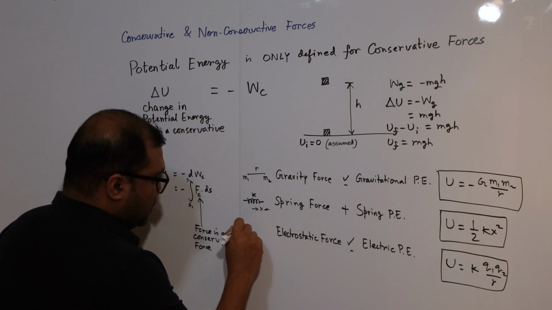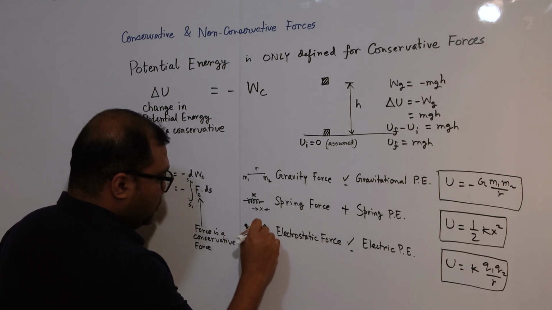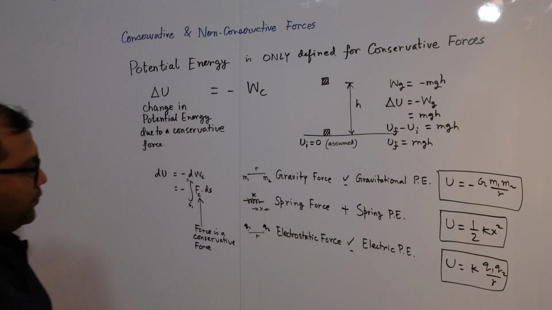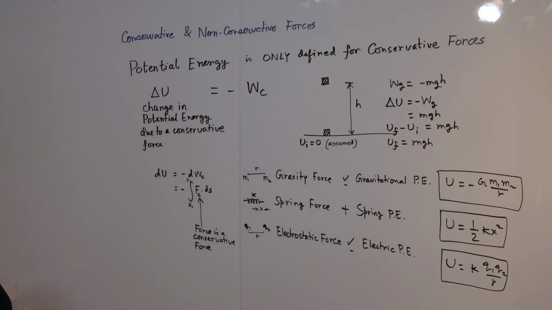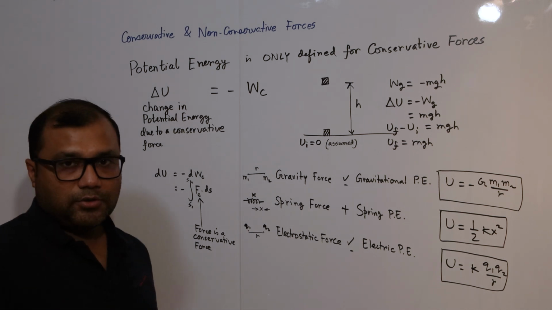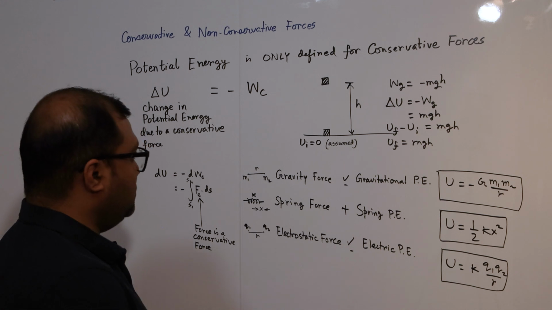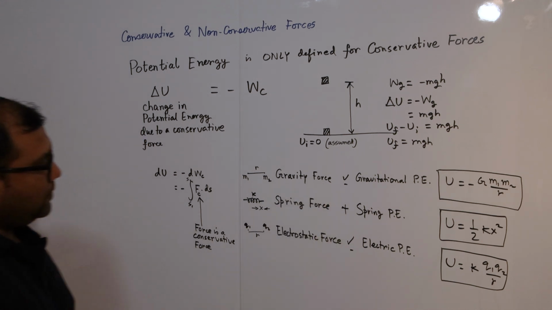Additionally, I will just put down q1 q2 separated by r. The electrostatic force is 1 by 4 pi epsilon 0 q1 q2 by r square, very similar to gravitational force. Let us now try to derive the potential energy for gravitation and spring force and see how we can arrive at those expressions. Okay.